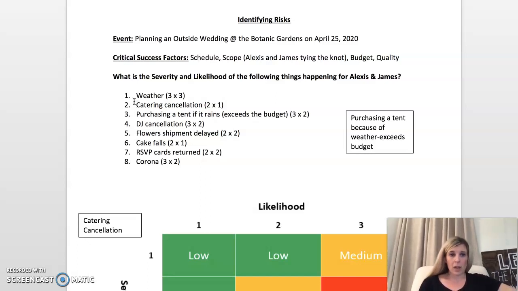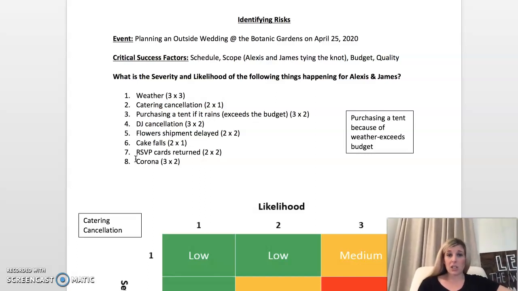So you can see weather, catering cancellation, purchasing a tent if it rains, which would exceed the budget, a DJ cancellation, flower shipment delay, cake falling, RSVP cards not being returned, and then I put the coronavirus, since lots of events are getting canceled because of this.